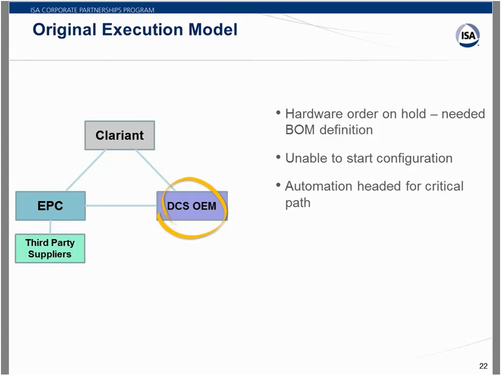And as a result, the automation was headed for the critical path, which it never should have been in this type of project. Usually your large mechanical equipment and construction is more critical path, and automation only becomes critical path when you're doing your final checkout. So things were not going well.